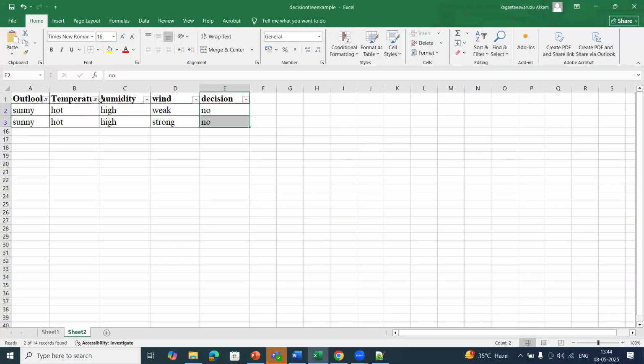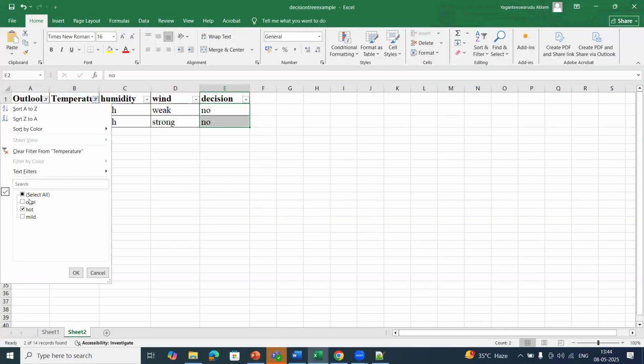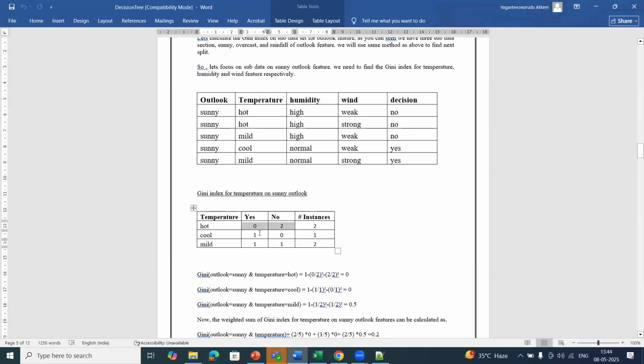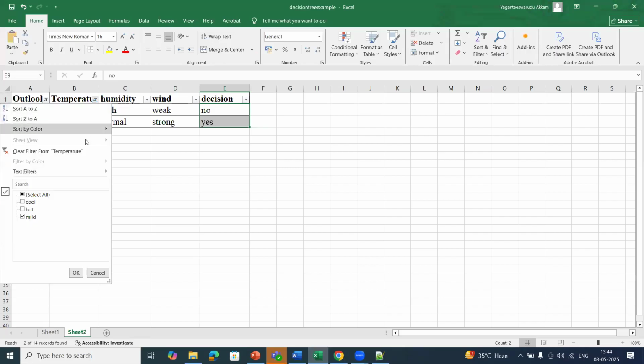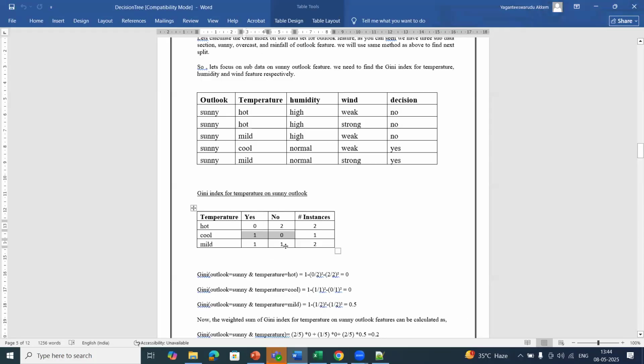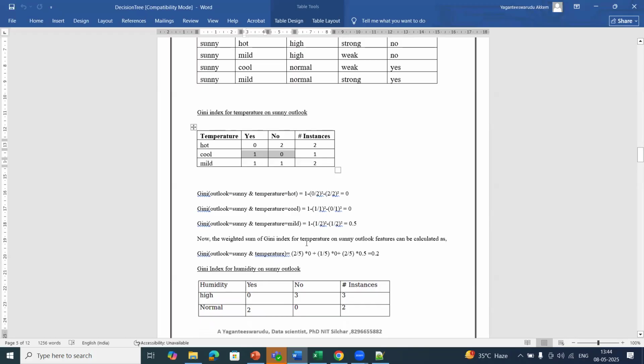So just to filter mild. For mild, 1 yes and 1 no. And for cool, 1 and 0. If you filter cool, only 1 yes and 0 no. And apply the same formula. So that is the Gini index calculation.